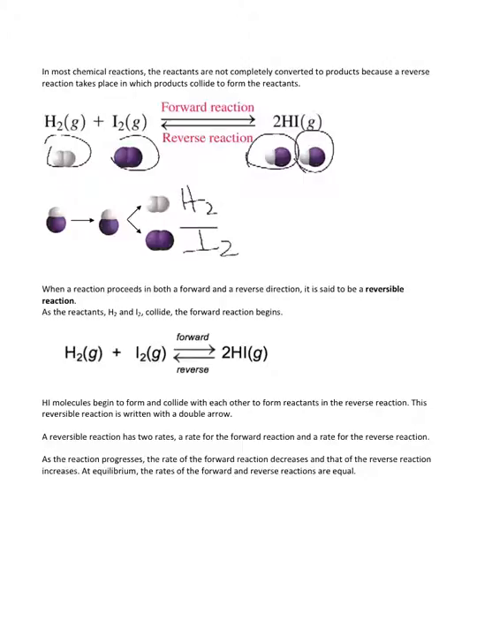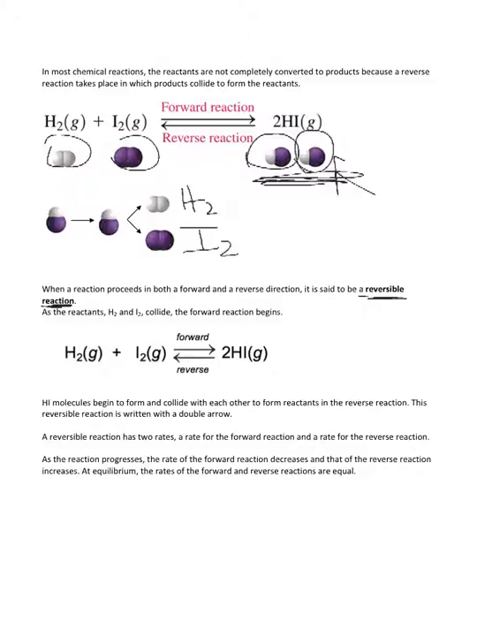So when this happens, we call this a reversible reaction. And it usually happens once enough of the products have built up that they have a likelihood of running into each other. When this happens, again, we call this a reversible reaction. Okay?